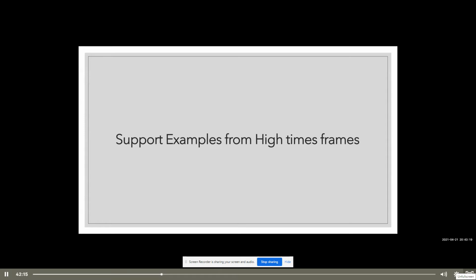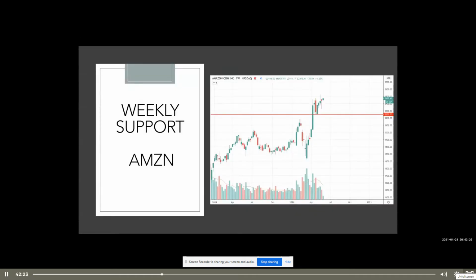So let's go ahead and start with support examples from high time frames. These are going to be very high time frames. You can see a 1 week chart. This is Amazon, up here at the top right, 1W. That means each one of these candles represents a week in time, so Monday through Friday. I like to start with these very high time frames, whether it's the weekly or the daily, and find those macro levels to see if the stock has any major key support or resistance levels.